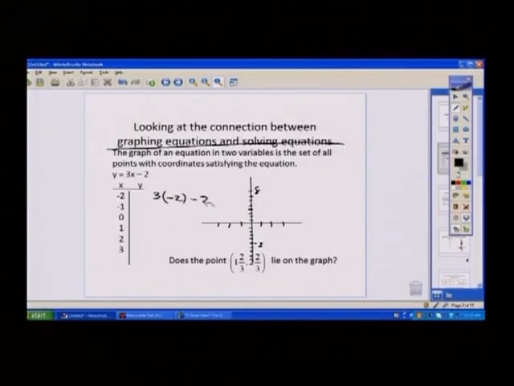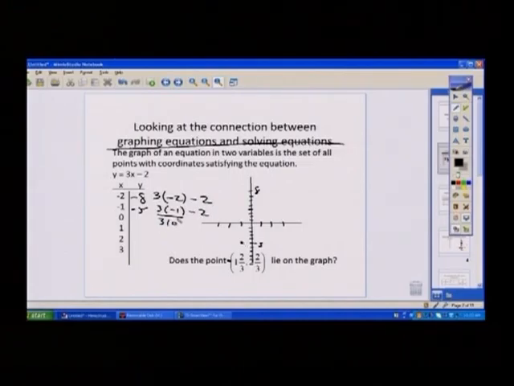So I'm going to have 3 times negative 2 minus 2. So we have negative 6 minus 2, so negative 8. So my first point is going to be down here at negative 2, negative 8. Then I'm going to substitute in the negative 1. So 3 times negative 1 minus 2, that's negative 3 minus 2 is negative 5. So negative 1, negative 5 is approximately there.